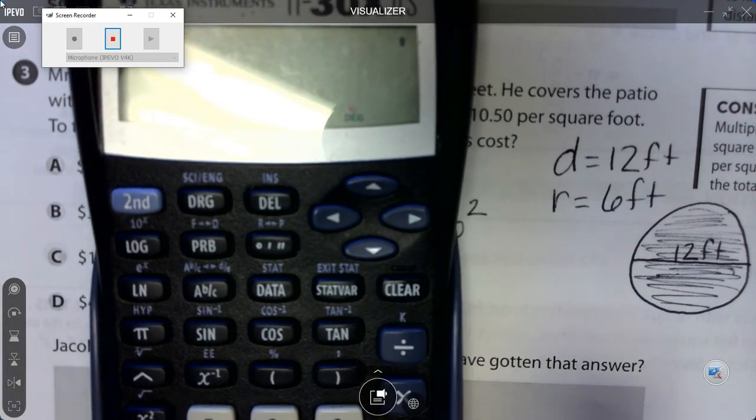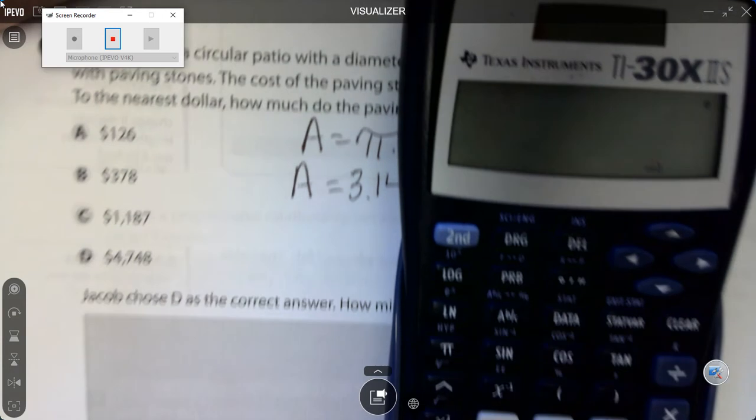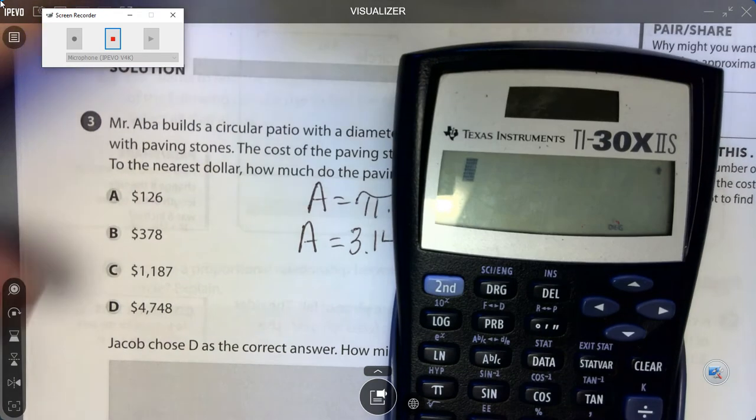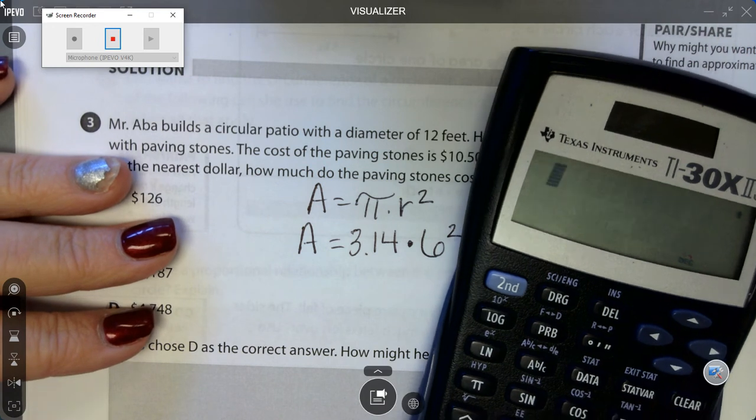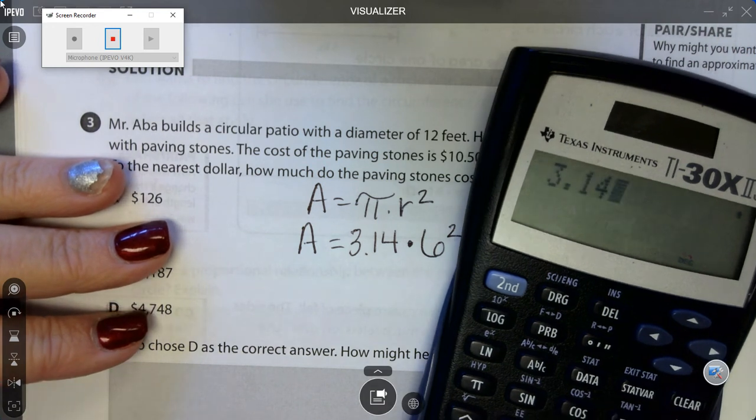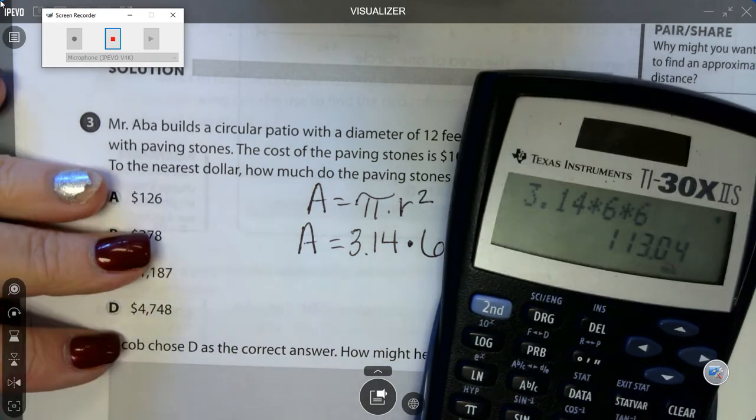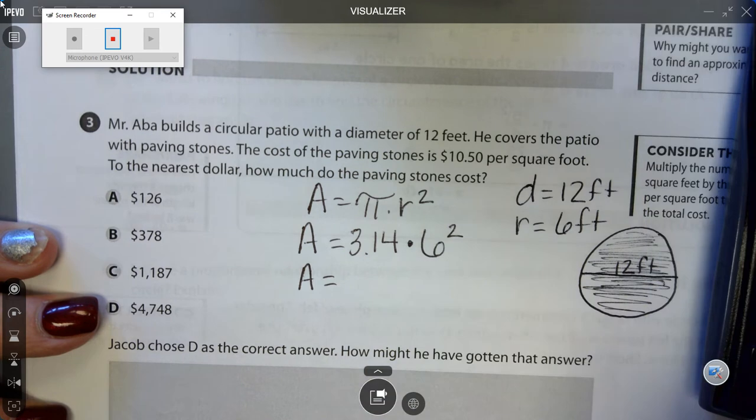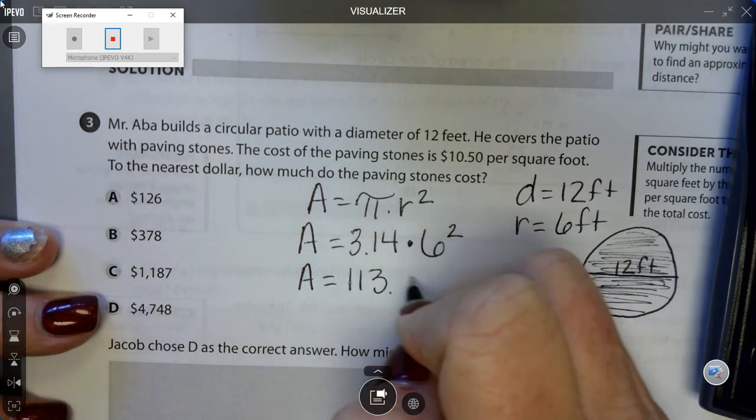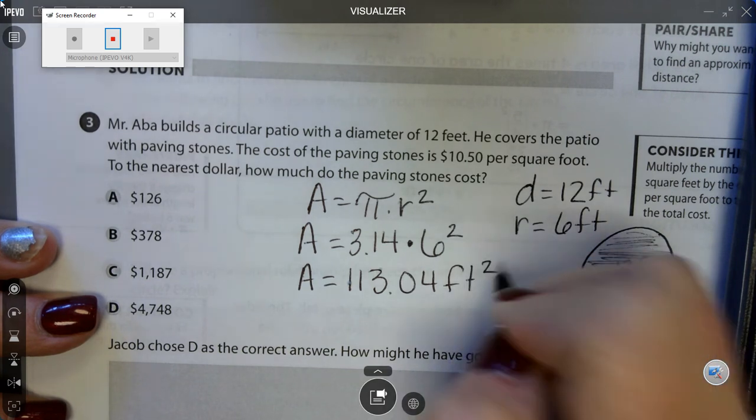Again, use a calculator. I'm not grading you on if you can multiply these. I'm grading you on if you can find area. Please pay attention. All right, so 3.14 times 6 times 6, or you could do 6 squared. It's your choice. So the area of this circular patio is 113.04, so 113 and 4/100 feet squared.